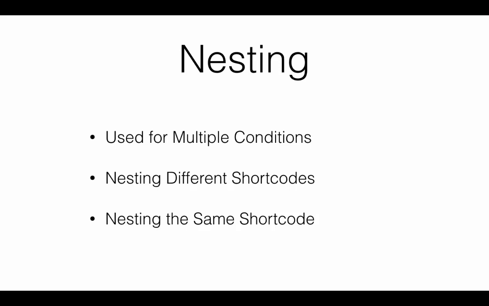Next, let's talk a little bit about nesting. Nesting is typically used when you want to use a conditional shortcode, the one that has multiple parts, and then you want to put something inside of that shortcode. And you want to have multiple conditions, meaning you want to say, okay, if they're logged in and if they happen to have this certain tag, and you could go deeper than that. But let's look at that one real quick.